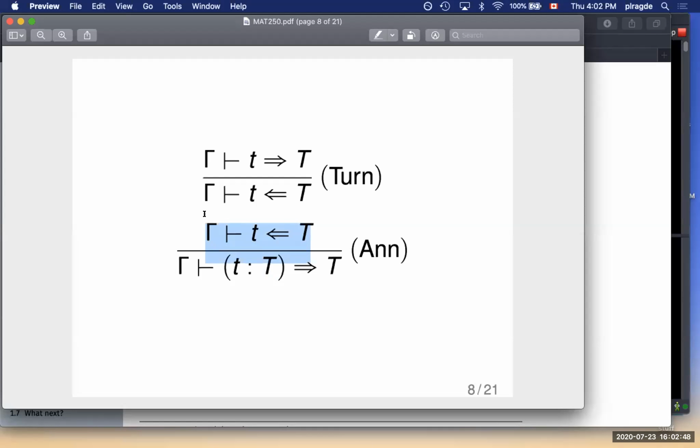A question, what does turn stand for again? I know the N is for annotated. Turn? Turn here, I just needed some word. And it's turning this arrow around. So it doesn't stand for turnstile, it stands for just turning.